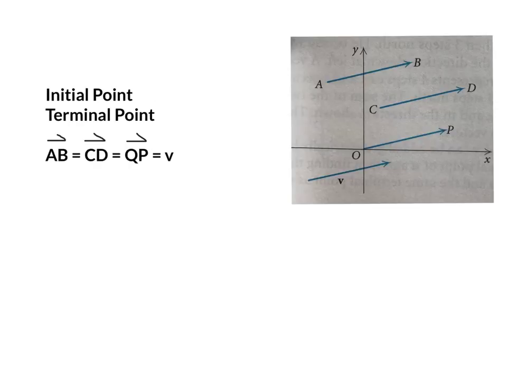Okay, initial point, terminal point. Remember, a vector is a directed line segment, which means it has direction. The initial point's where it starts. There would be the initial point for vector AB. There's the initial point for CD. There it is for OP, and there it is for vector V.